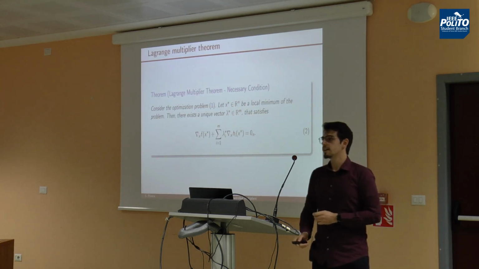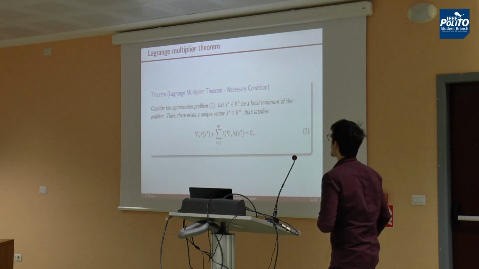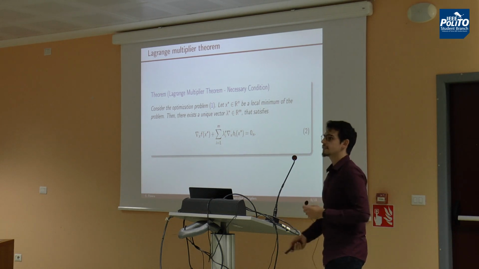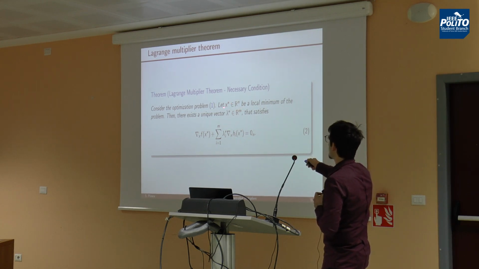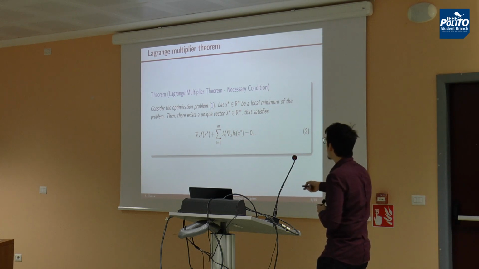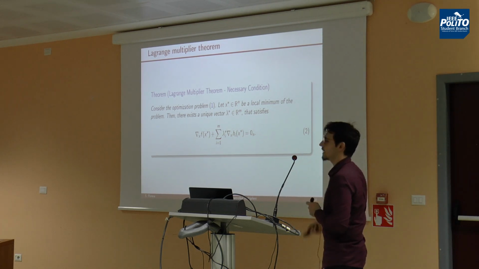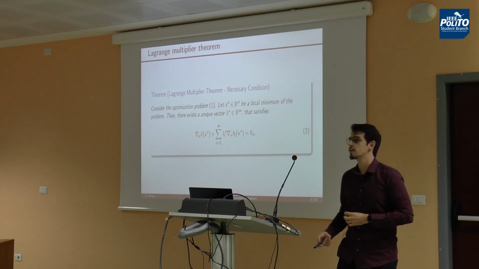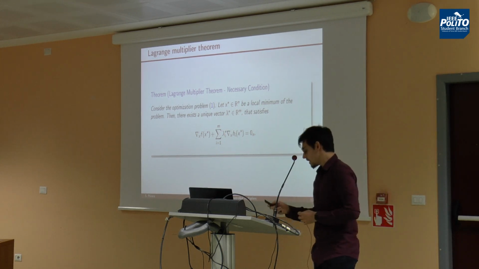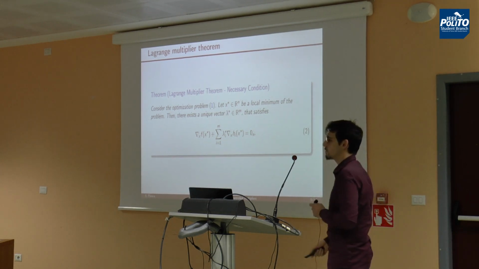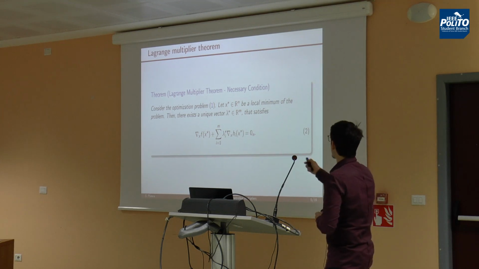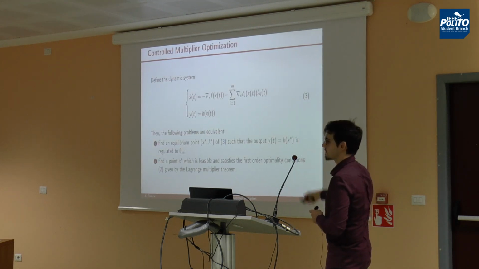So we start by this very old but paramount importance result, which is the Lagrange multiplier theorem. Basically, this theorem says that if you have a local minimum x star, then you also have a vector, which is called the vector of Lagrange multipliers, lambda, such that this equation is satisfied. And this equation is called the first order optimality condition. Inspired by this result and previous works on primal dual gradient dynamics, we then define this dynamical system.